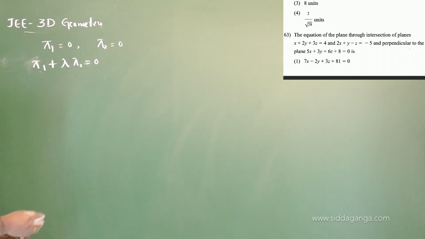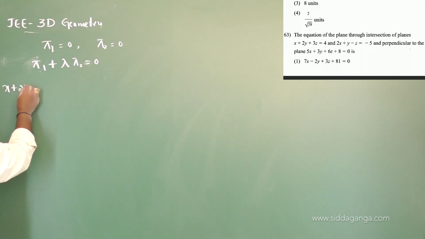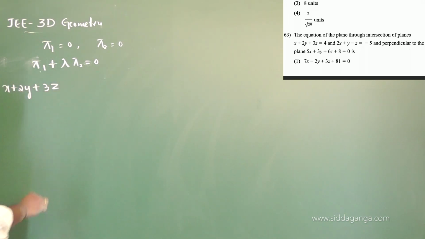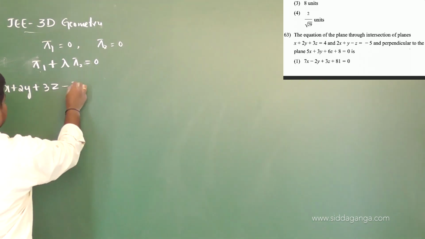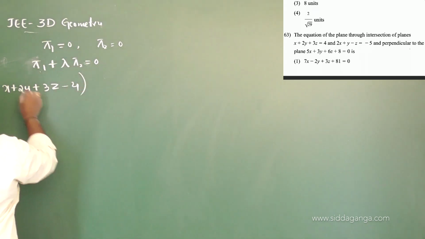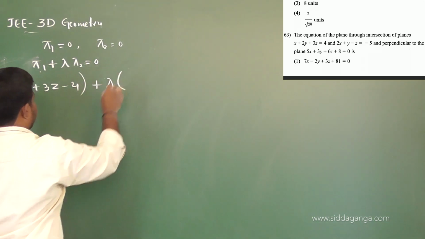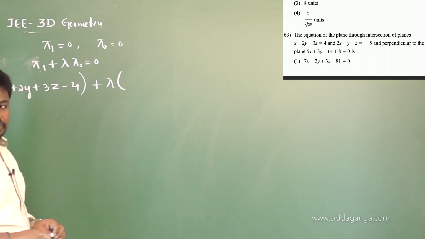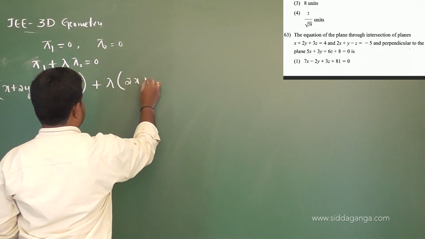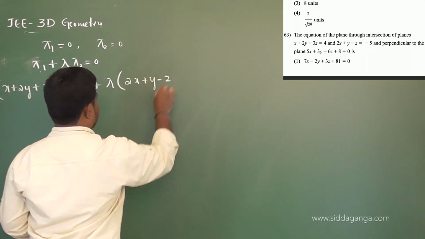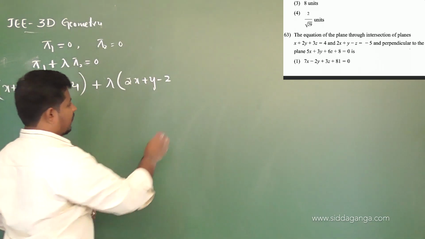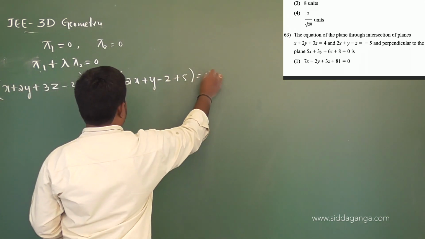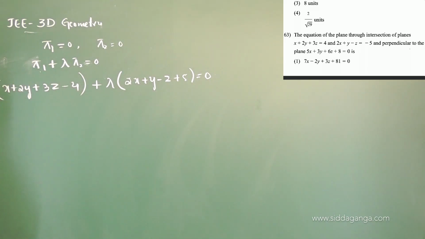What is the first plane? x plus 2y plus 3z minus 4, because I have taken it equal to 0, no? Plus lambda into the second plane, 2x plus y minus z plus 5. This is equal to 0. Now this is the required plane through the line of intersection of the first two planes.